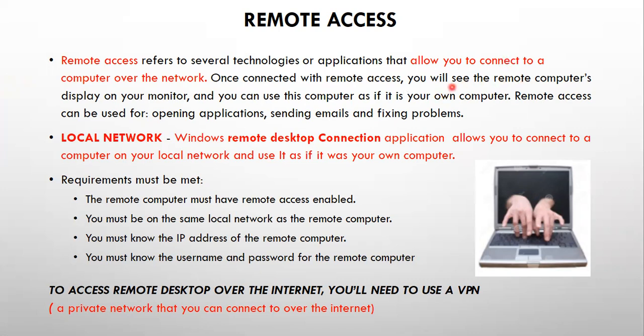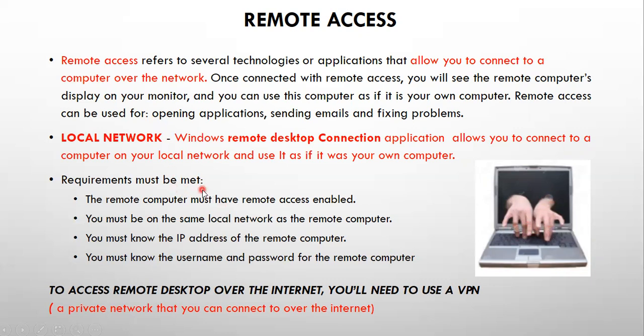If you're on a local area network, you can use the Windows Remote Desktop Connection application to connect to a computer on your local network as if it was your own computer. So in a network, you can connect to another computer and work on it as if it is your own. You're accessing another computer remotely from your desktop computer or laptop.